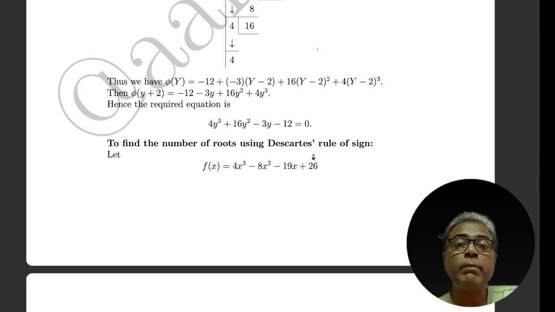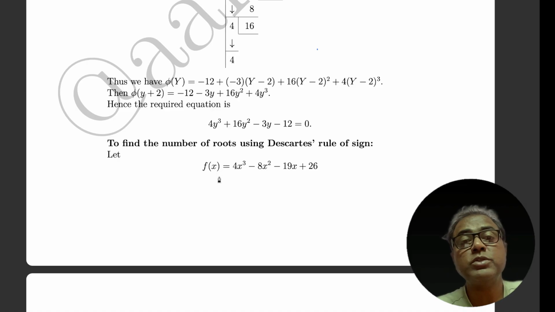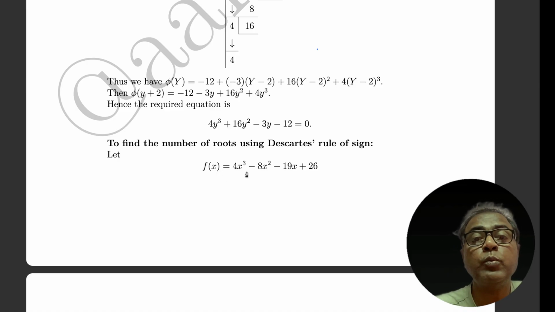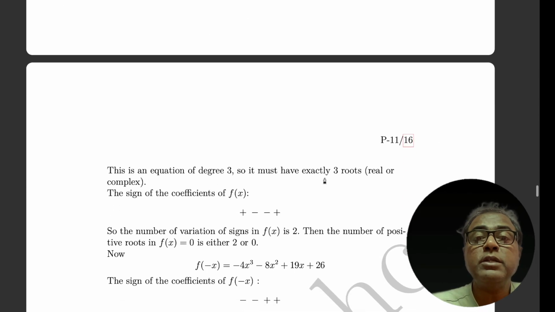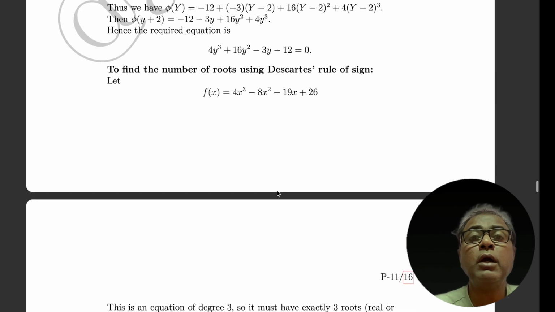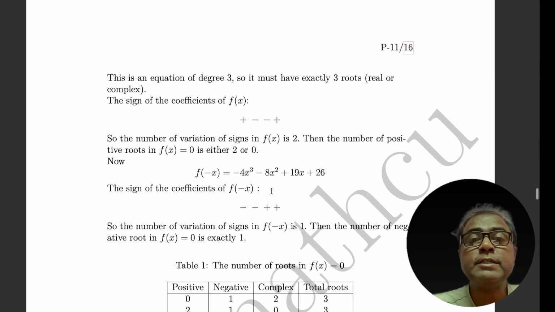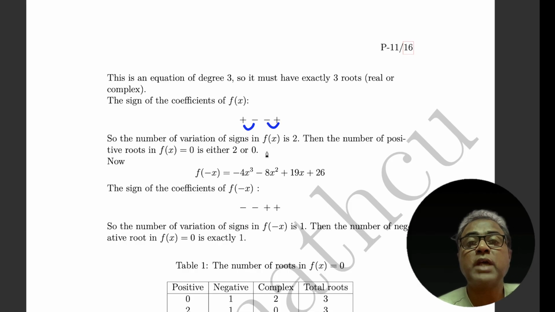Next, we find the number of roots of this equation by Descartes' rule of signs. First, the given expression is 4x cubed minus 8x square minus 19x plus 26, and this is an equation of degree 3. So it must have exactly 3 roots, real or complex. Now, the signs of these coefficients are plus, minus, minus, and plus. So this is one change, and this is 2 changes. So we get the number of variations of signs in fx is 2. Plus to minus, and minus to plus.